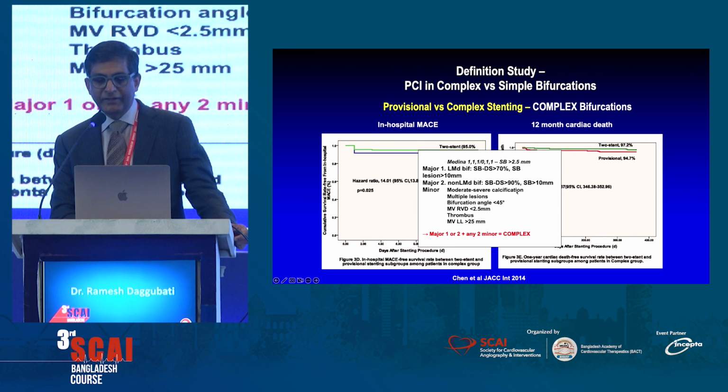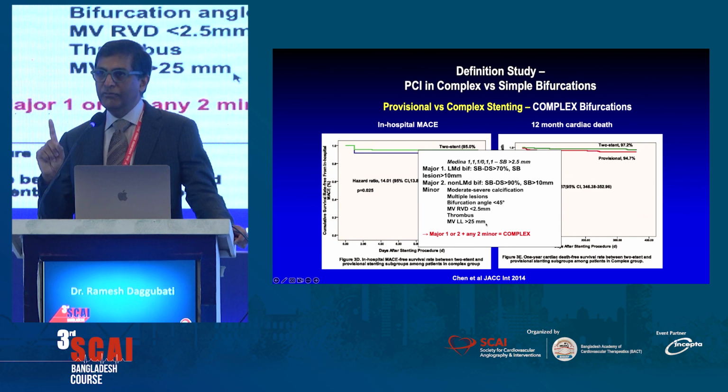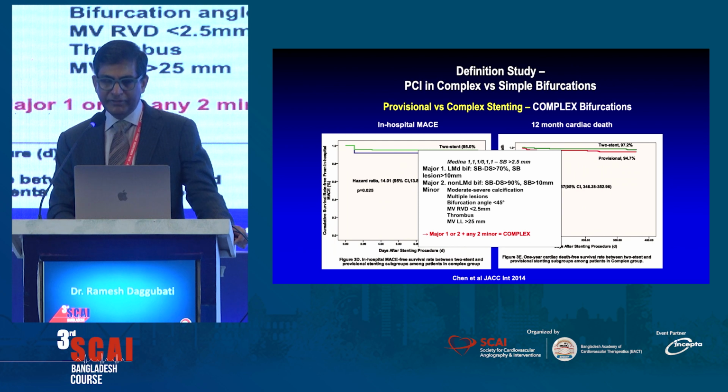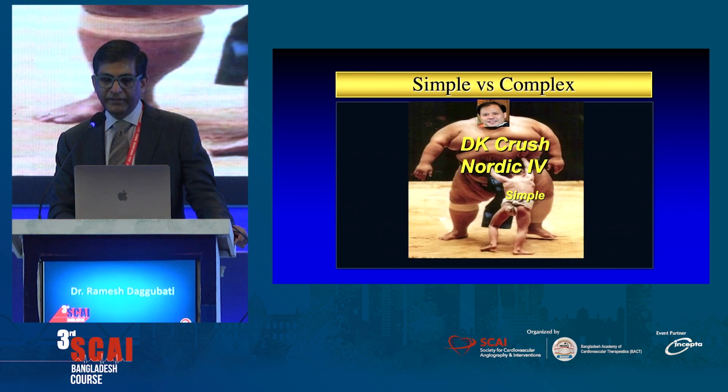And the minor criteria are moderate to severe calcification, multiple lesions, bifurcation angle less than 45, and thrombus or a lesion length more than 25 millimeters. So any one major criteria and two minor criteria will make it a complex bifurcation. So if you have circumflex obviously calcified and more than 10 millimeters in length and more than 70% stenosis, that is a complex lesion, and complex lesion needs complex stenting, you know.